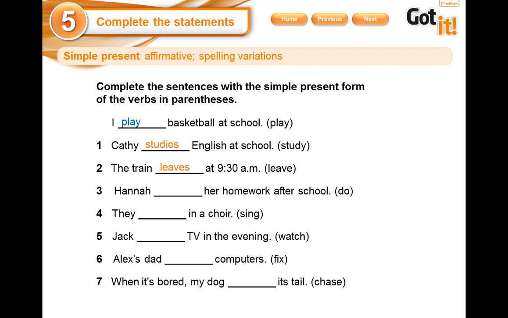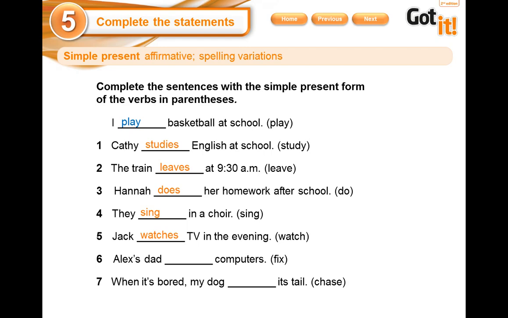¿Cómo usamos leave? No tiene ninguna regla, sí, simplemente sería eso. Hannah, do or does her homework after school. They sing or sings. They sing, ¿no? Porque el verbo tiene que estar en forma base, porque el pronombre a trabajar es they, es plural. Jack watches TV in the evening. Ooh, interesting.